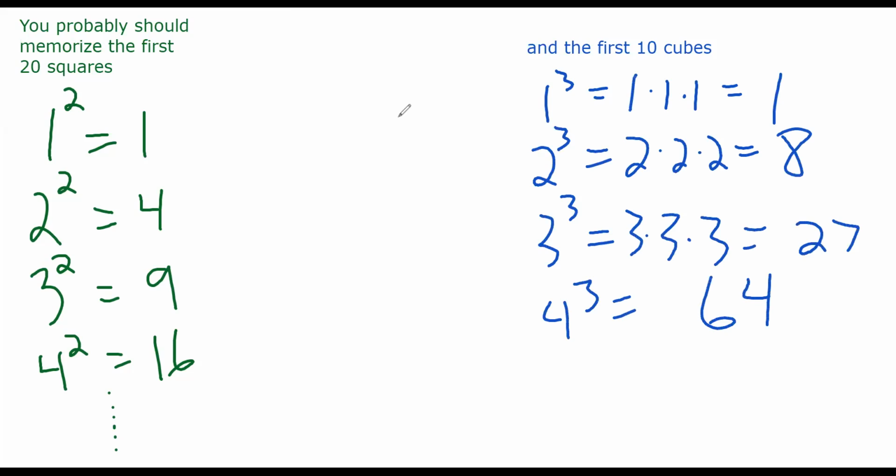4 cubed ends up being 64. 5 cubed ends up being 125. You probably should memorize the first 10 cubes. 6 cubed is 216. 7 cubed is 343. 8 cubed is 512. 9 cubed is 729. 10 cubed is 1,000, and so on. Probably wouldn't hurt, in my humble opinion, to memorize those first 10 cubes.